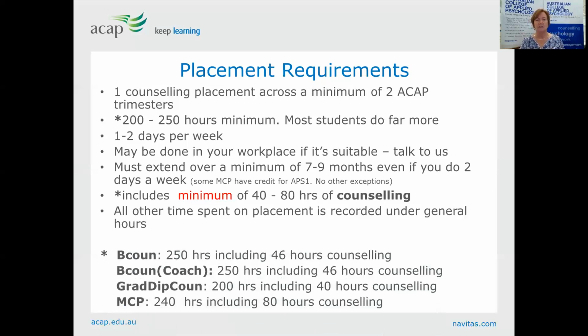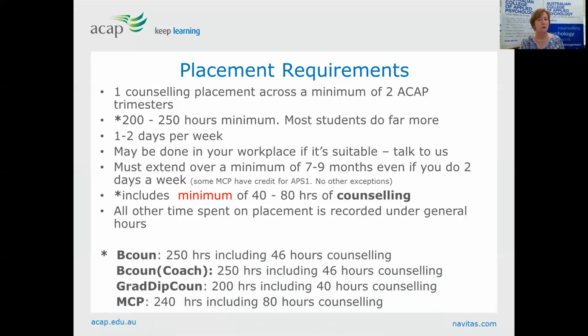Now, coaching students, you need to listen to this part. The International Coaching Federation is in the process of assessing our course for coaching students, and the International Coaching Federation does not require students to do a placement. So you will not be doing a coaching placement as part of your course.